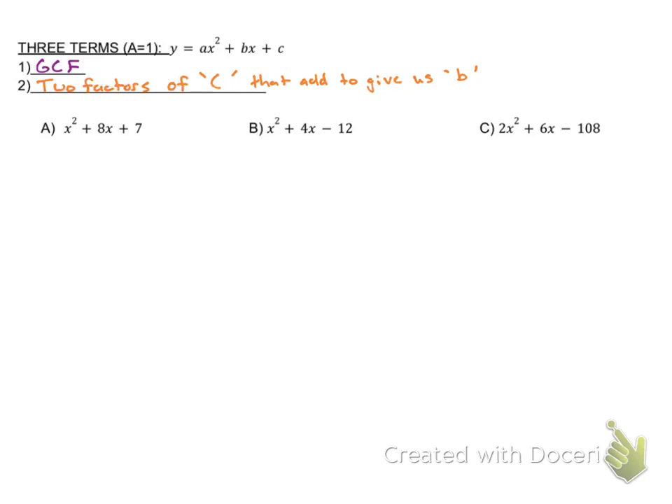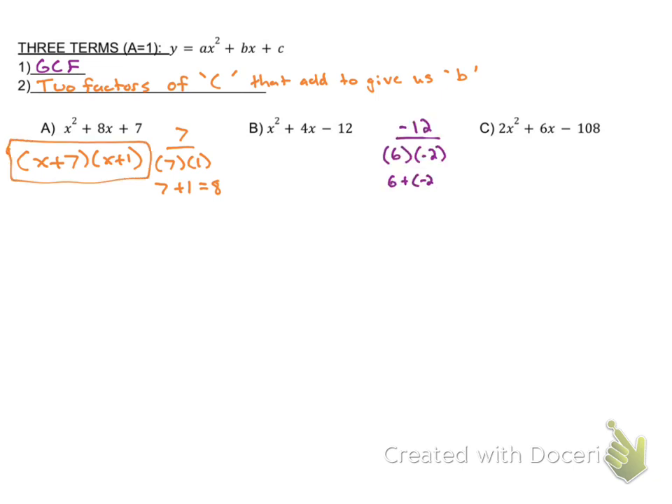All right, so we need 2 factors of C that add to give us B. A, what would be 2 factors of C that add to give us B? 1 and 7. Good. So we'd have x plus 7 times x plus 1. Does that order matter? No. B, what are 2 factors of C that add to give us B? Negative 2 and 6. Good. X plus 6, x minus 2.